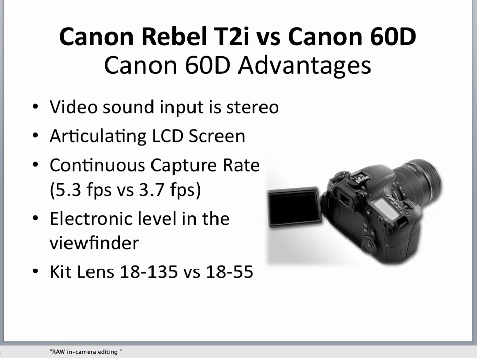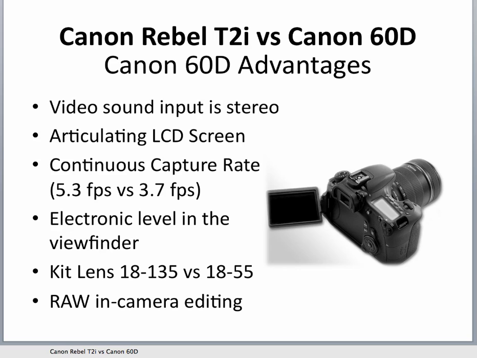The kit lens is 18 to 135 millimeters versus the 18 to 55 millimeter that is the normal kit lens for the T2i. So there's quite a bit more range on the kit lens for the 60D. That being said, you can get the 18 to 135 millimeter kit lens on the T2i, but it increases the price considerably more than the price goes up on the 60D, and we'll see that in just a minute.